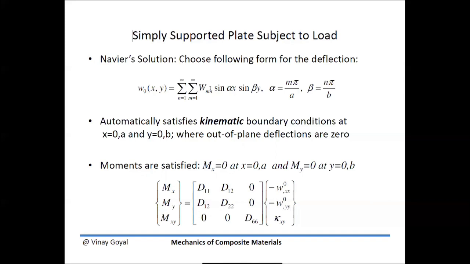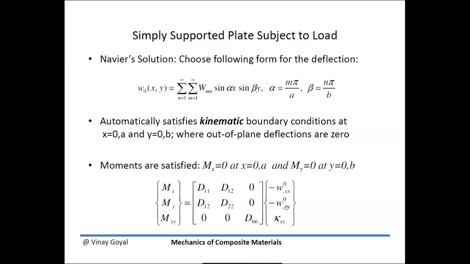This solution satisfies that. And you can check that when x is 0, this is 0, so then all this is 0. And you can also see that when x is a, a cancels a, so sine of m pi will give you 0. The moment is also 0 at those boundaries, because I'm not clamping it. And so you can also verify that I get moments equal to 0.